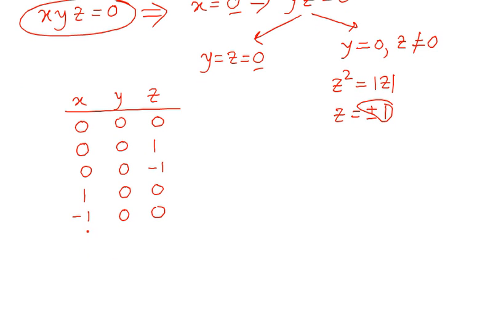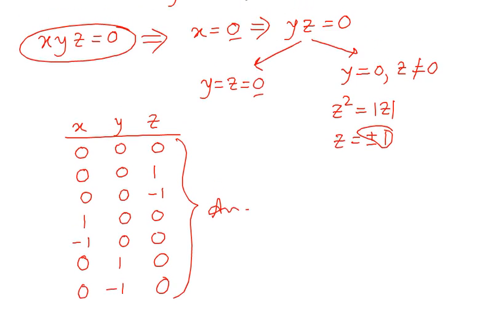And similarly cyclically we can assign the value of 1 and minus 1 to y also. So another possible set of solutions will be 0, 1, 0 and 0, minus 1, 0. So we can easily see that these are the possible solutions of this system of equations.